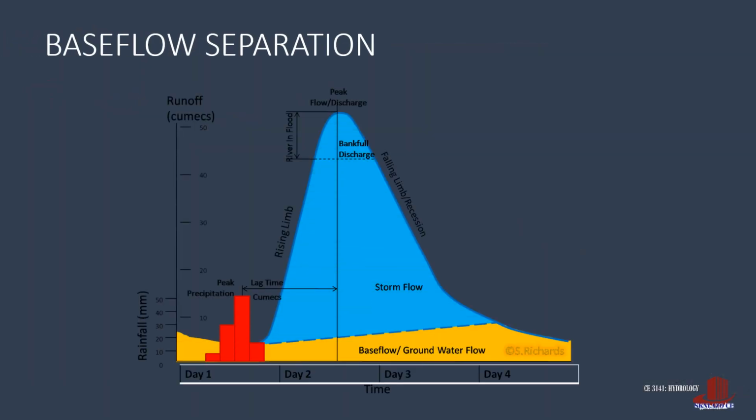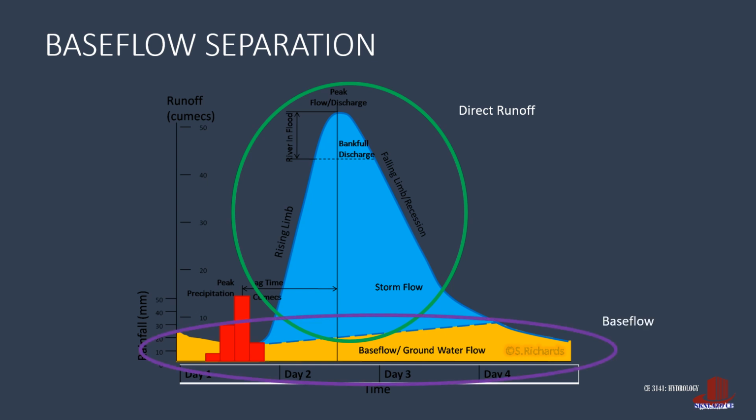When we draw a hydrograph, there will always be two parts of the water. The one on top is the direct runoff, which we can use to run our water projects. And the one at the bottom is the base flow, which is the amount of water underneath the ground replenishing streams and rivers.